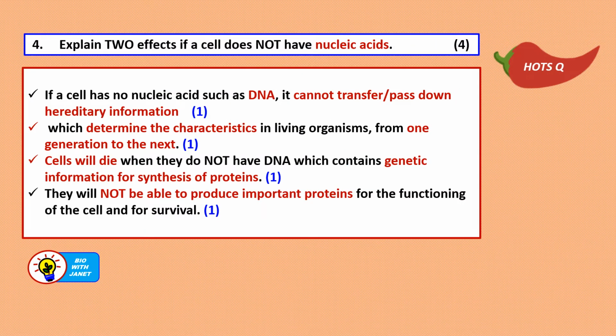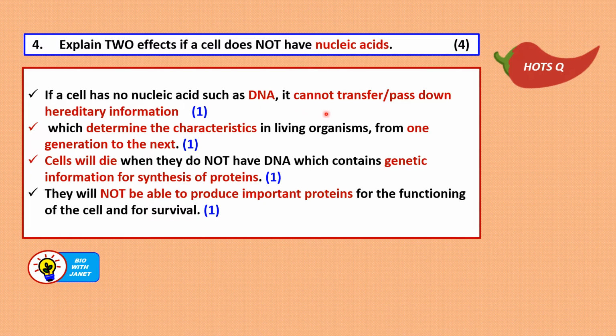Right, next question. Explain two effects if a cell does not have nucleic acids like DNA or RNA. So this is a negative question, but actually it is asking you about the functions of the nucleic acids like DNA. So when you answer this type of question, you must mention what happens if the cell does not have the nucleic acids like DNA. Don't just mention the function of the nucleic acids. Alright?